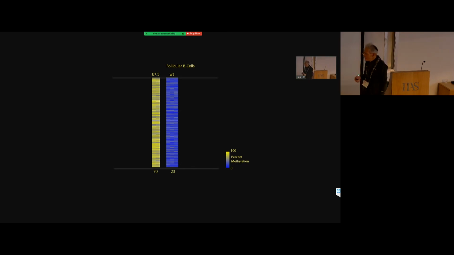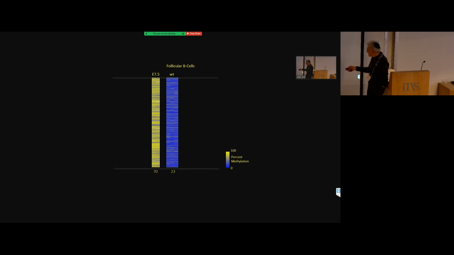Okay? So I want to tell you here, there are changes in DNA methylation. This is just an example. These are sites that we've looked for in the genome where B cells undergo demethylation. Okay? So all these sites are demethylated in B cells. They were all methylated at the time of implantation.